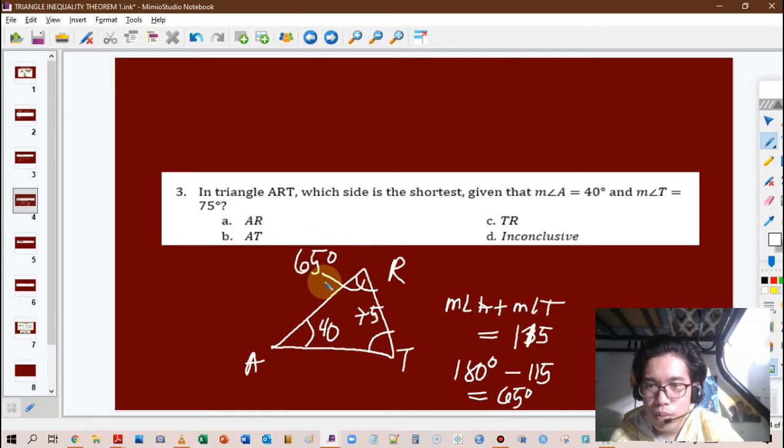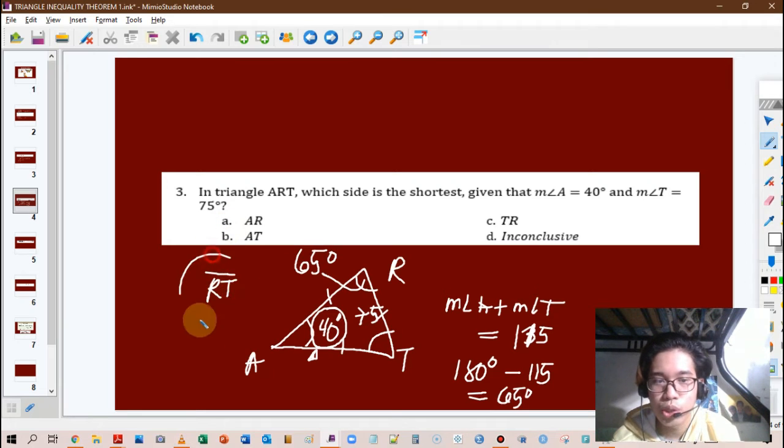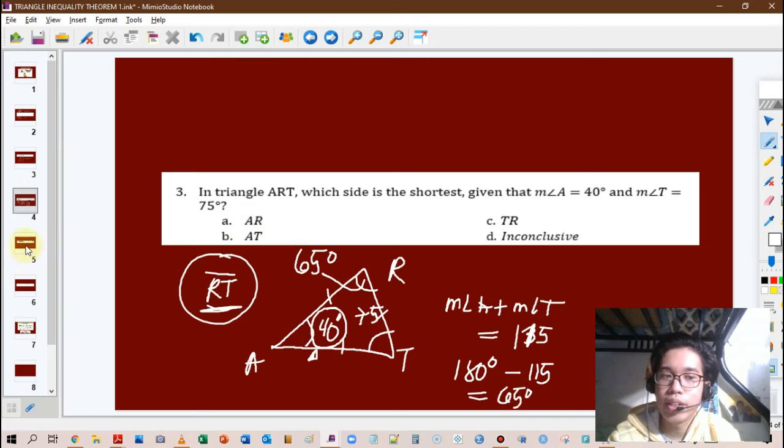Therefore, if the measurement of angle R is 65 degrees, which of these three sides is the shortest? We have to follow one of the theorems about the smallest angle having the smallest opposite side. Since 40 degrees is the smallest angle in this triangle, it makes sense that RT should be the shortest side for this given triangle right here.